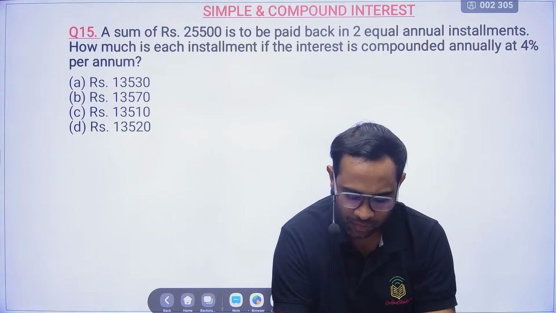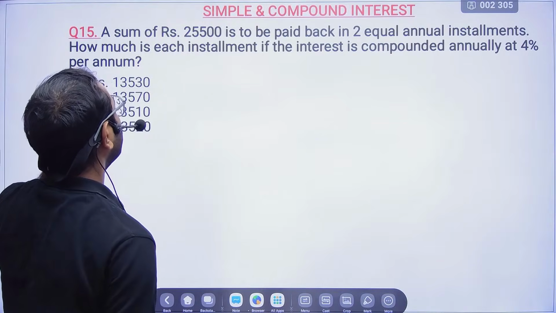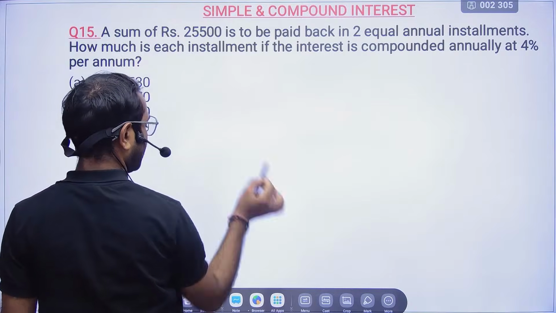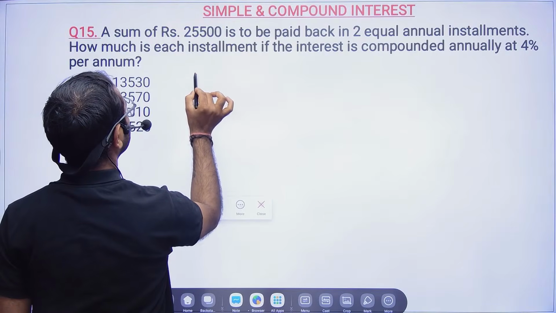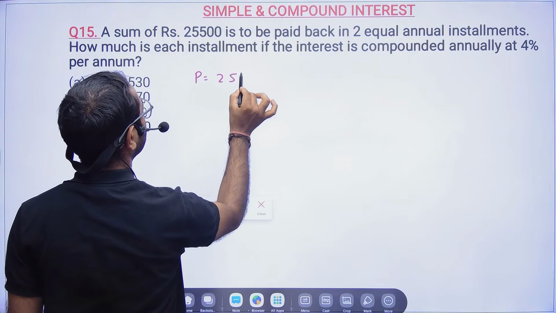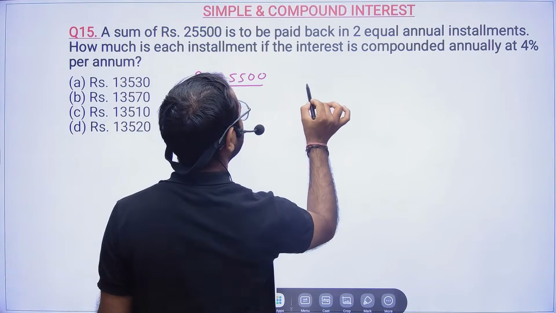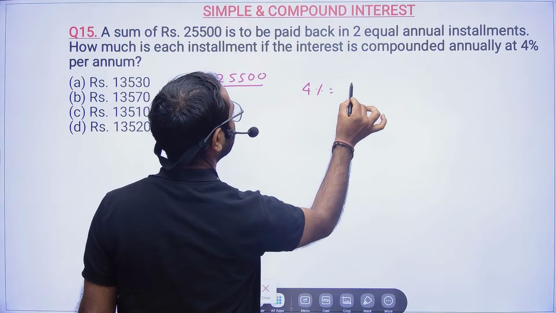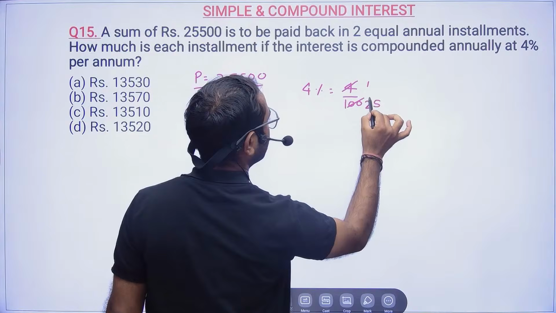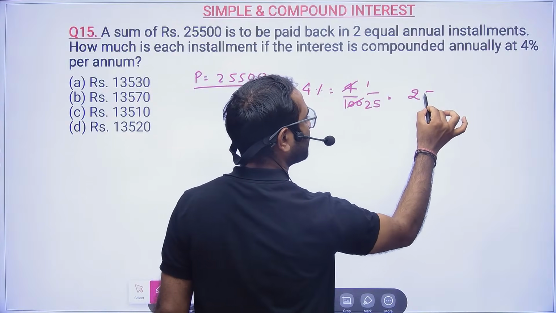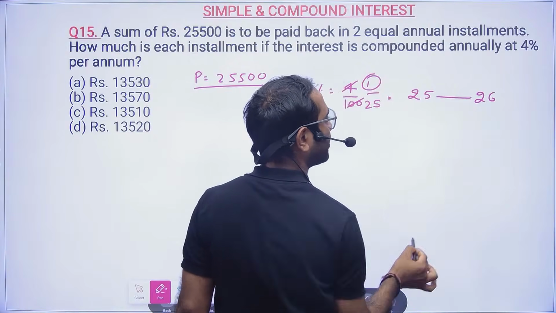Okay. So some of you have already given the answer 13520. So a sum of rupees, and again principal is given here. If you see, principal is nothing but 25500, paid back in 2 equal installments. Here it is 4%. So 4% will be 4 by 100. That means, sir, it is 1 by 25. That means if 25 rupees is the principal, 1 rupee is interest, so a total of 26 rupees installment you have to give.